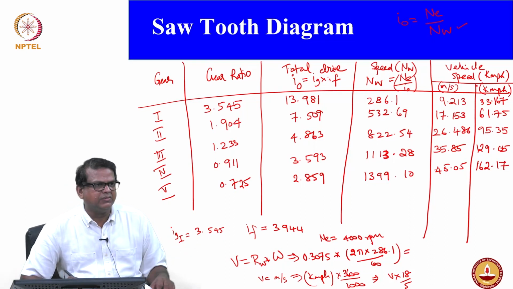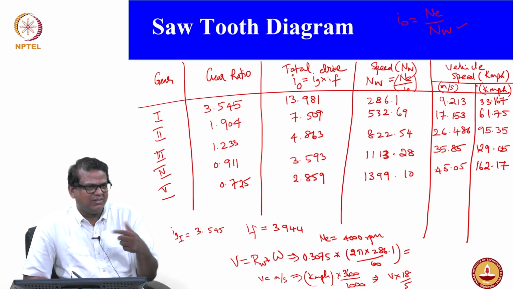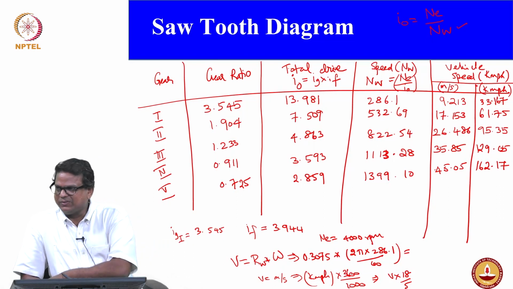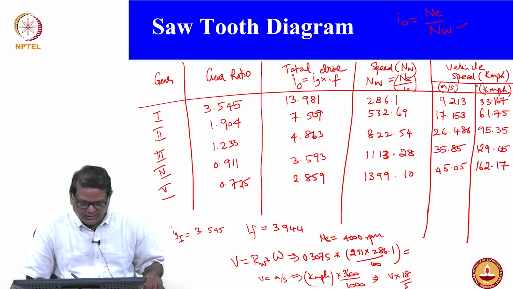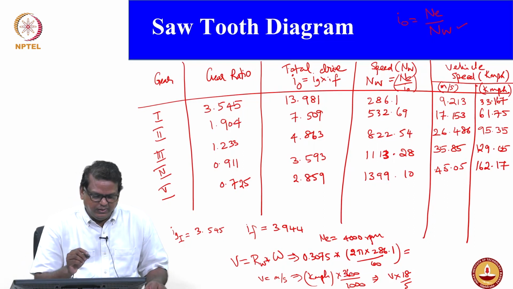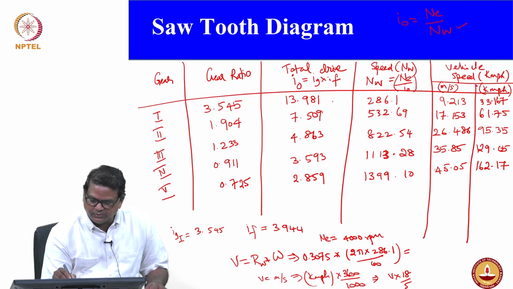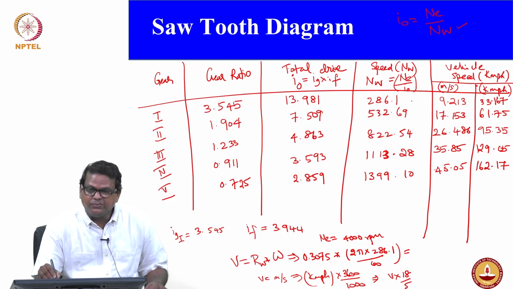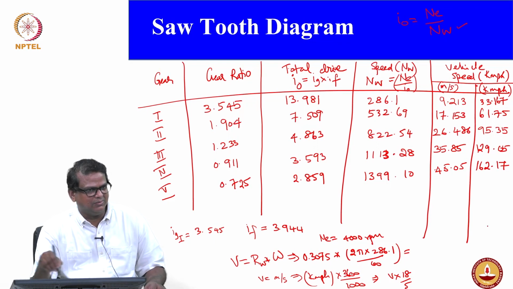So do we need to consider the reverse speed? Not necessary, because we are constructing the ray diagram for only the forward speeds. Reverse speed is something different, so not necessary. So always try to stick to the forward speeds alone. Okay. Now we have done each gear. You look at this. This is the gear and this gear ratio. As gear ratio decreases, your total drive also decreases, but the wheel speed increases, and the corresponding speed and the vehicle velocity increases. That you can see.